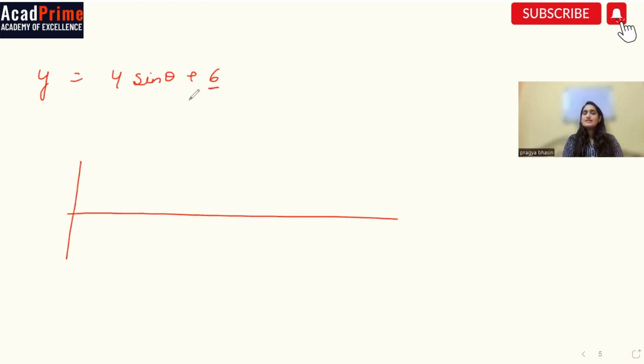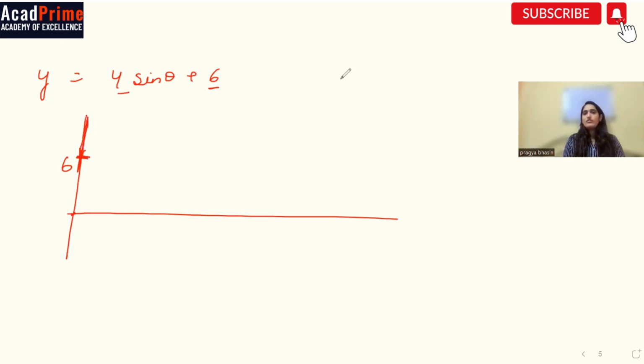Now what happens if the wave is represented as 4 sine theta plus 6? It means our wave would be shifted 6 units in the upward direction, right? So what will happen in this case? Instead of starting from 0, our wave would start from 6 value. Wave will be the same one.